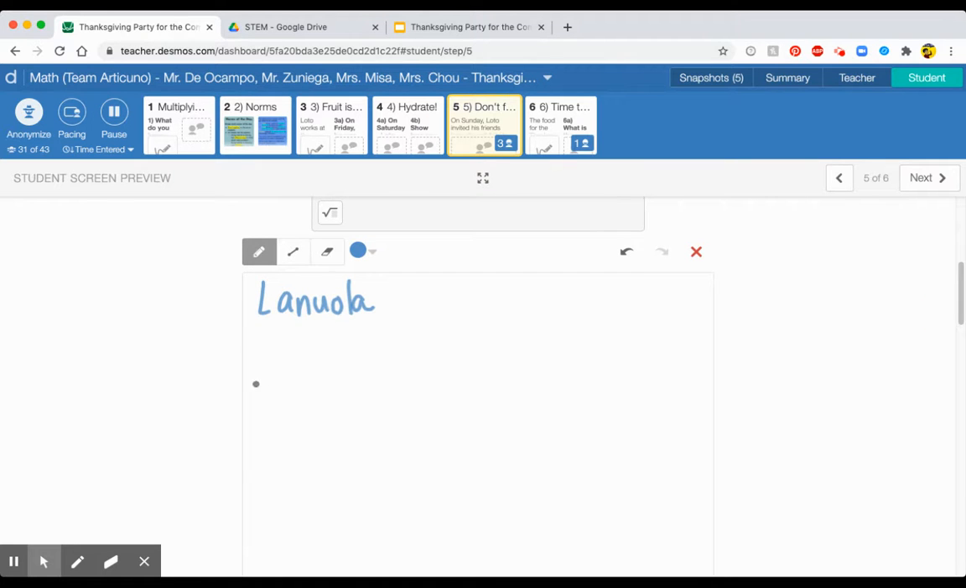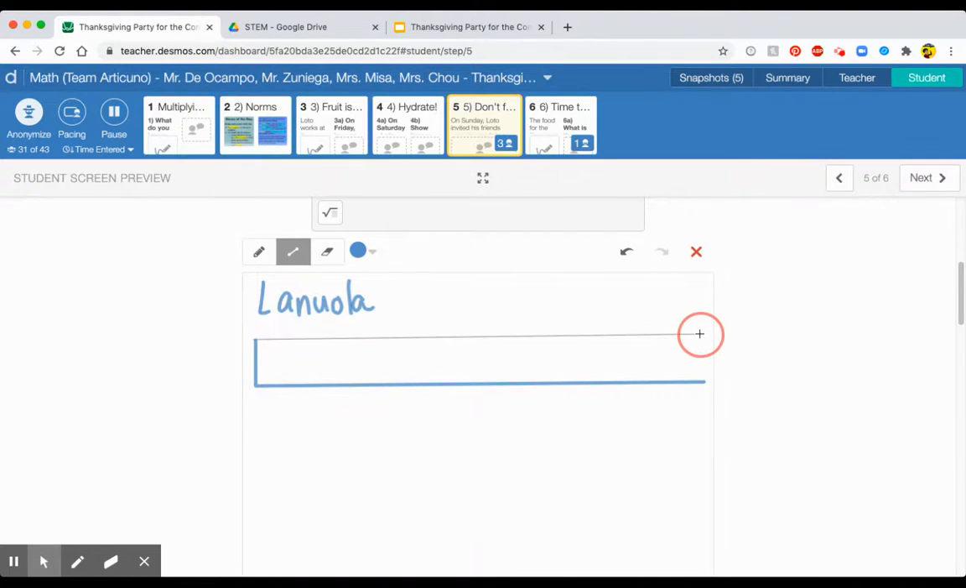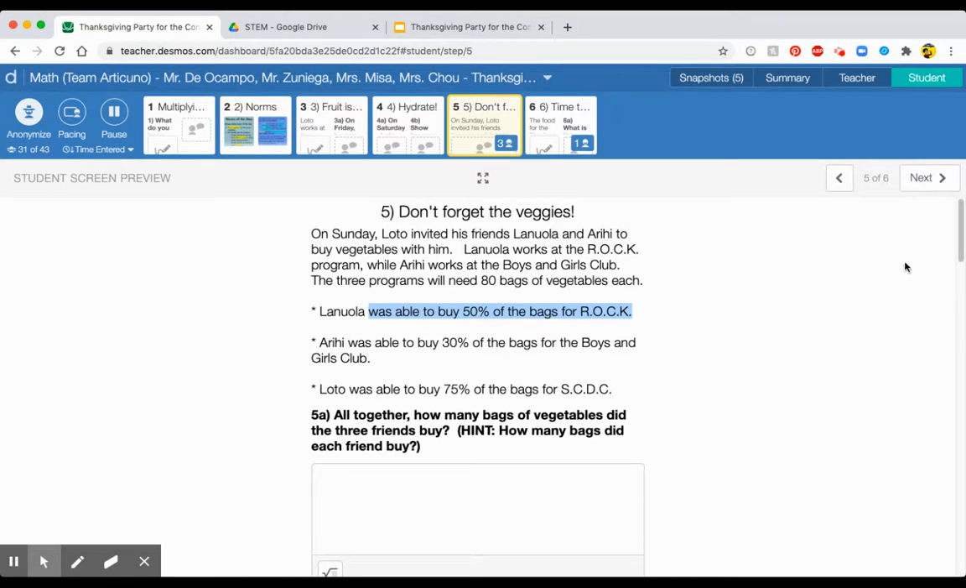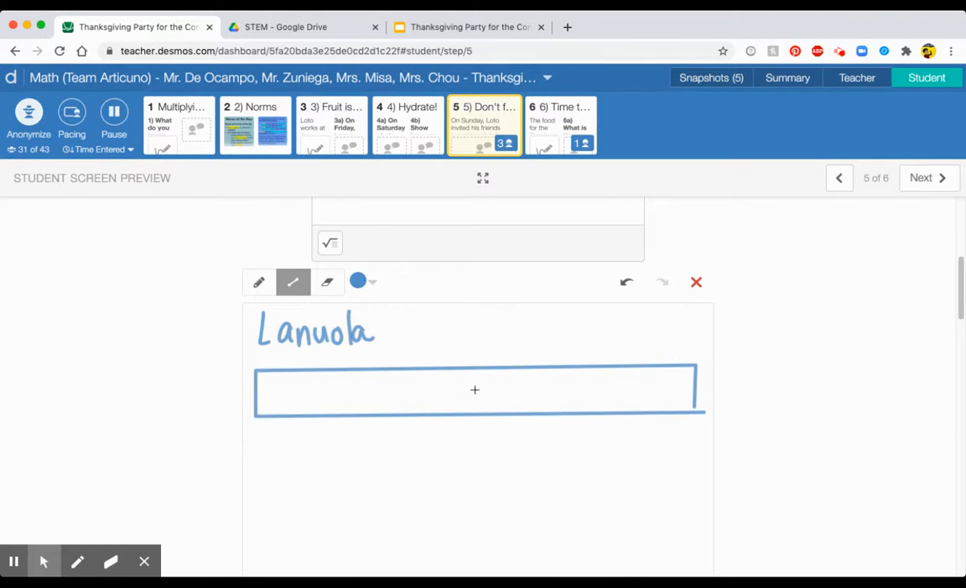So we've been talking about this idea of a rectangle, which we can also call a health bar. And so like if you're into video games, you can think of this as a health bar. And since Lanoola was able to buy 50%, we can show what 50% looks like, because over here is 100% health, even though we're not talking about health, and 0% health over here.